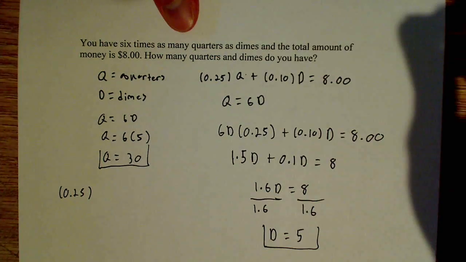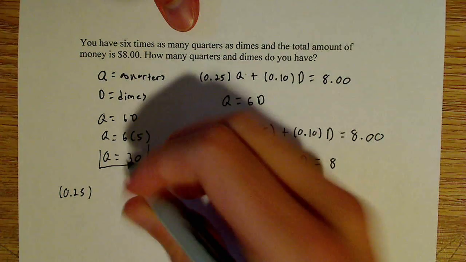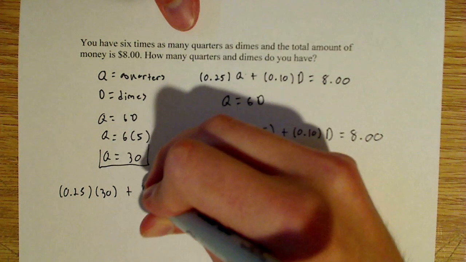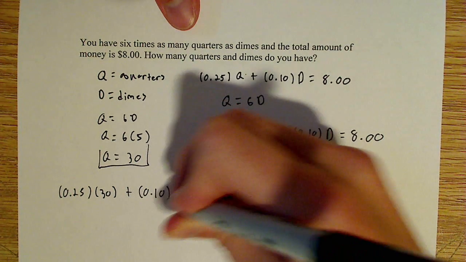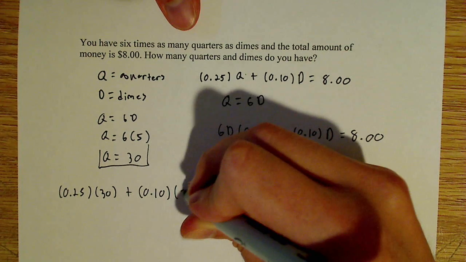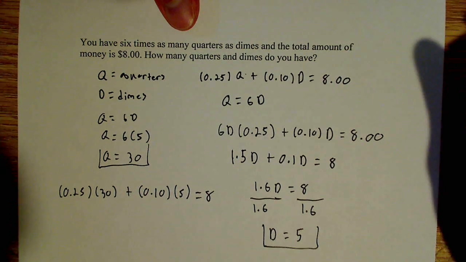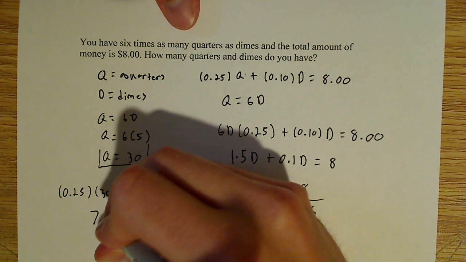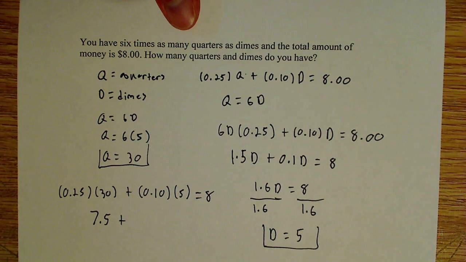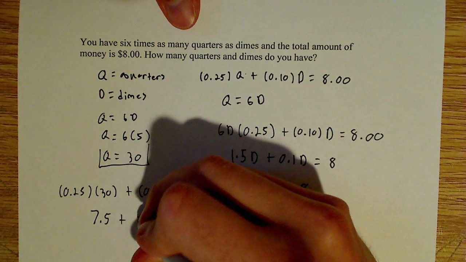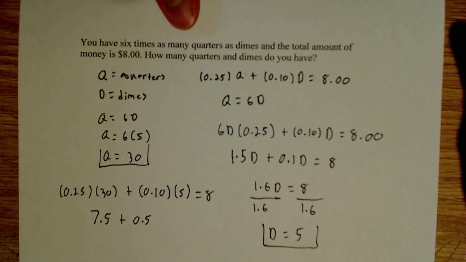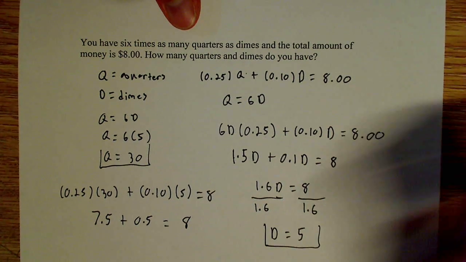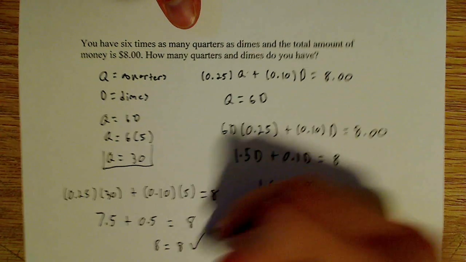Okay? So 0.25, and that gets multiplied by the number of quarters. The number of quarters is 30, and that's going to be plus 0.10 times the number of dimes. There's 5 dimes. Does that all equal 8? Okay, so 30 times 0.25 gives me 7.5. And 0.10 times 5, well, you might have guessed, that gives me 0.5. Okay, and if I add that together, does it equal 8? Well, 7.5 plus 0.5 equals 8, so 8 equals 8, and it checks out.